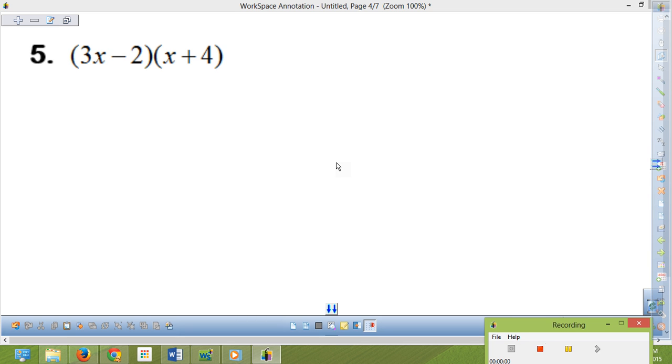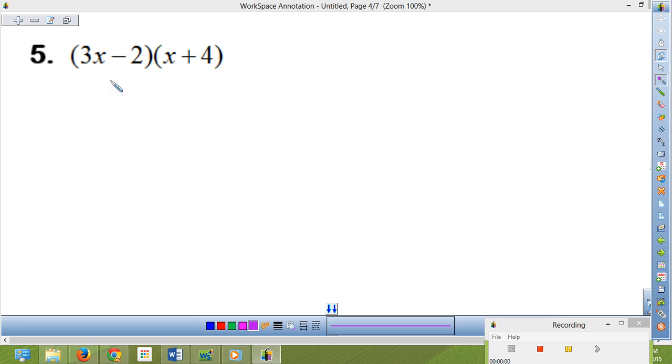Okay, this is Unit 4 Study Guide, Objective 2. When you see a problem like this where it's a binomial times another binomial, you'll use one of two methods. You can do it via the box method, or you can do it the distributive method. I will show you both.